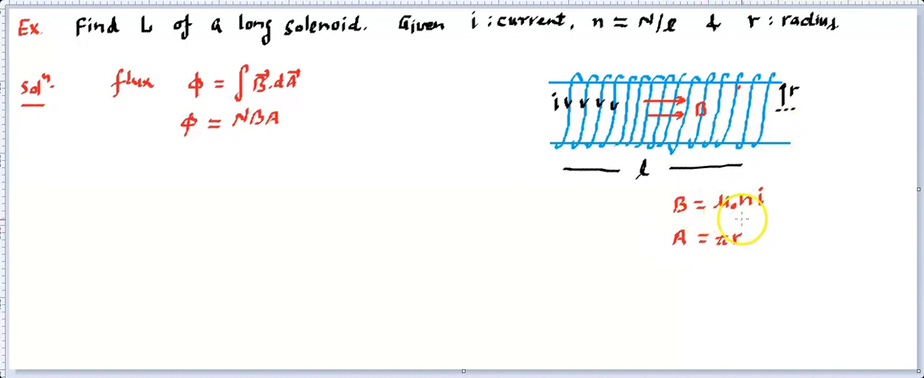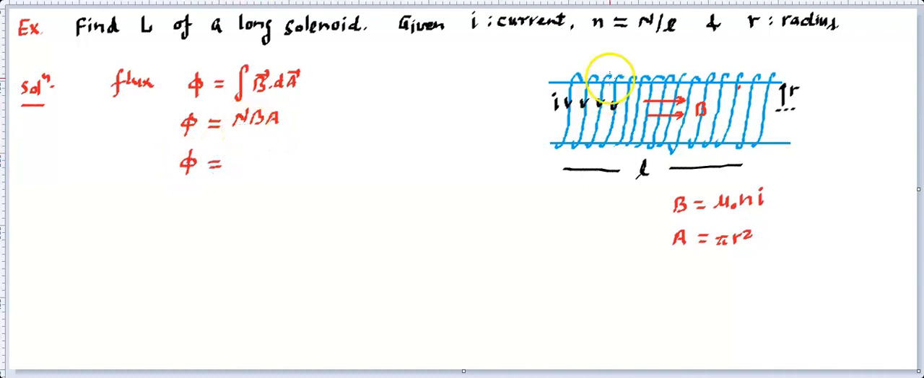Now why has this capital N been multiplied? Because BA is going to be the flux through each loop. And how many loops are there? N number of loops. So that will become the total flux through this, because there are N number of turns. Yes, you know that. And if you know that, then we can put in the values of B and A, and then we can find what this phi is.